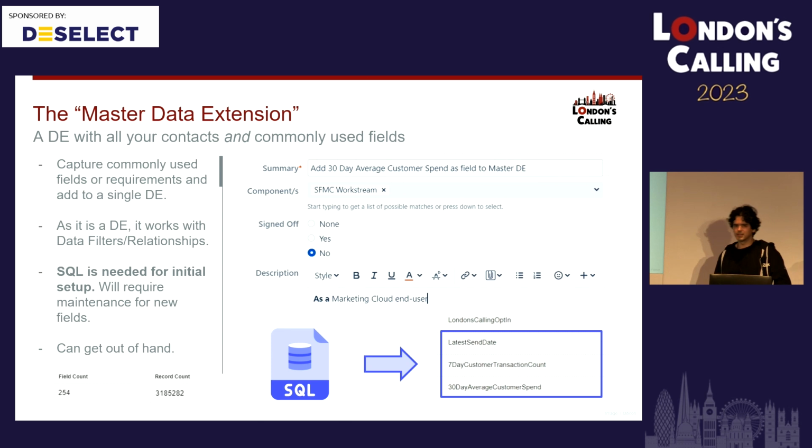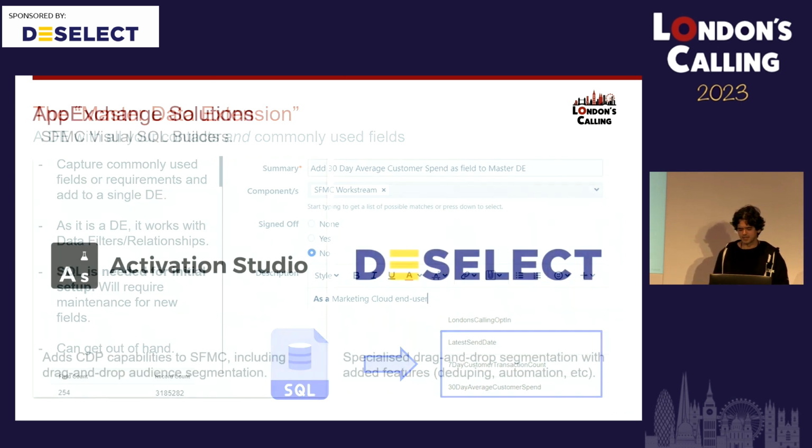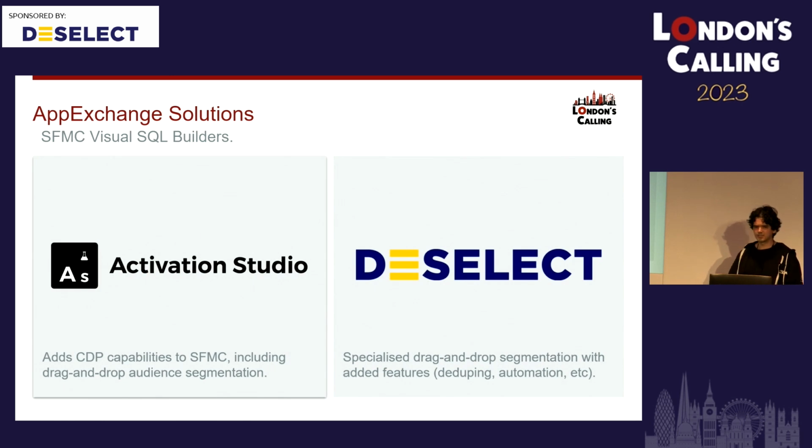Unfortunately, you do need a little bit of maintenance. If I need a campaign that's going out tomorrow and I need a field to be added today, that may be a ticket that goes in the backlog. So if you really want your end users to be fully self-serving, it might not be enough. Also, it can get a little bit out of hand depending on the number of fields that you add, so if you're setting up a master data extension, make sure that the fields you're adding are fields that you actually need.